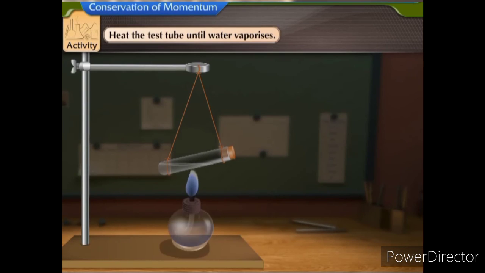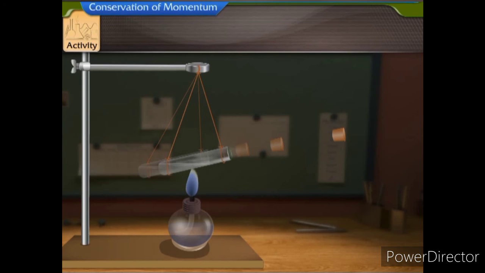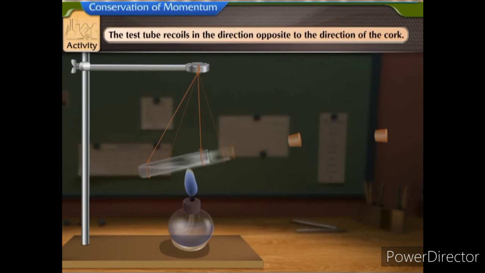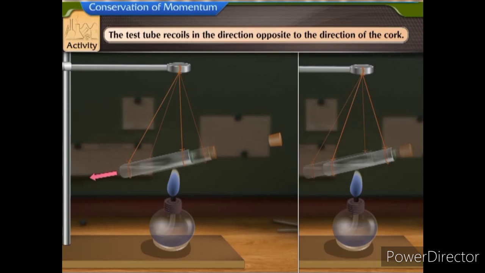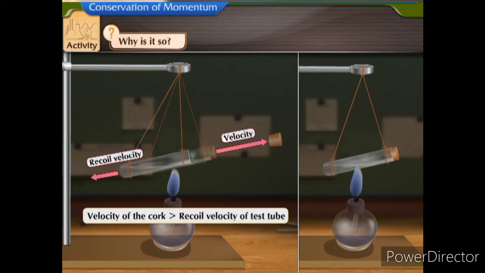Now, heat the test tube until water vaporizes. Continue heating the test tube until the cork blows out. What do you observe? You observe that the test tube recoils in the direction opposite to the direction of the cork. It is also noticed that the velocity of the cork is greater than the recoil velocity of the test tube. Why is it so?